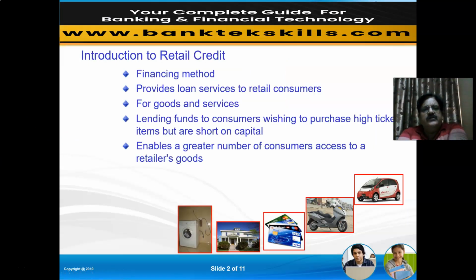So the introduction to retail credit: it is a financing method. How do we finance, provide loan services to retail consumers for goods and services? There are certain credits which are given for goods and services at a micro level. Lending funds to consumers wishing to purchase high ticket items but who are short on capital, like home loan or car loan, enables a greater number of consumers access to retailers' goods, right?